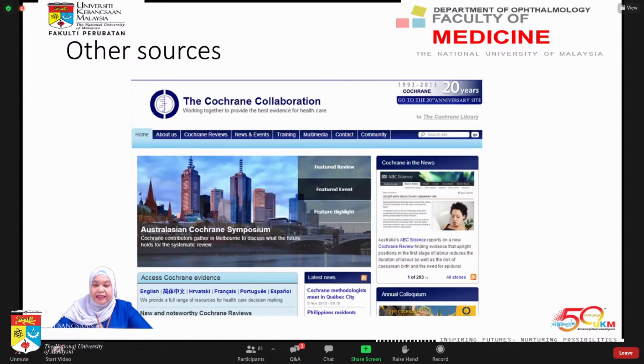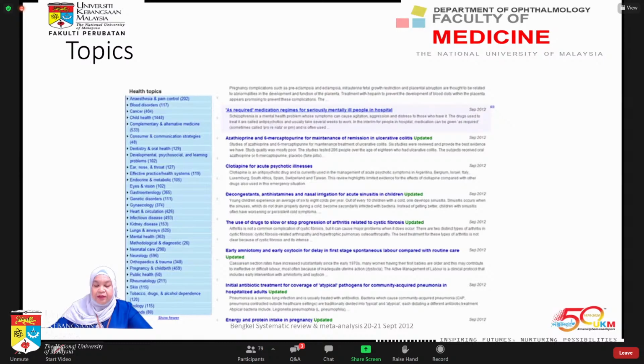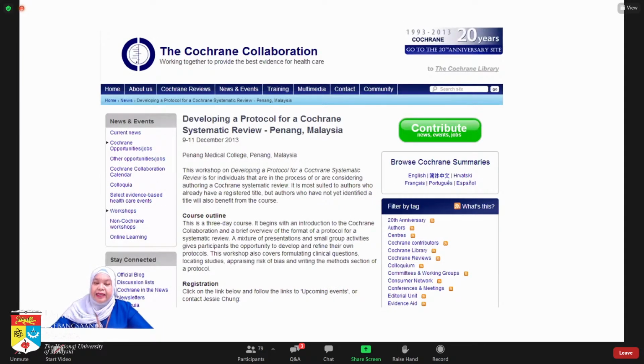Other sources is the Cochrane collaboration, where they have a lot of CRGs, the Cochrane review groups, which include researchers, health professionals, and consumers. And you have a lot of topics here. You can have anesthesia, cancer, eye and vision, orthopedic, gastroenterology, and so on. And if you go into the Cochrane collaboration, you can generate a review for Cochrane and also one review for a journal.